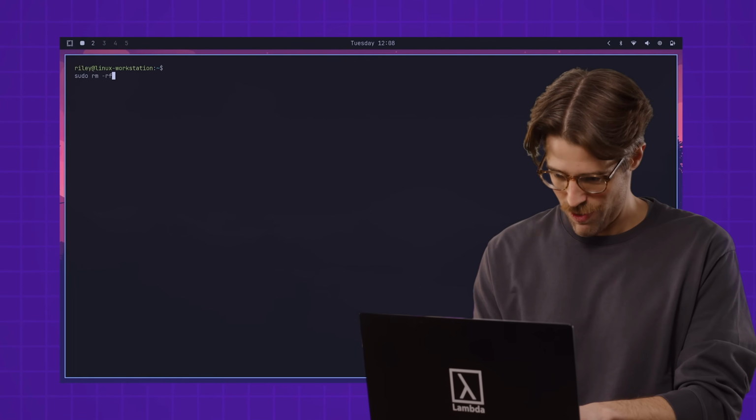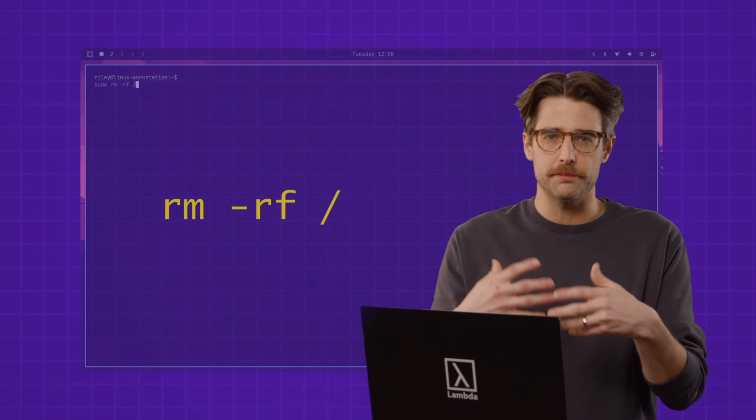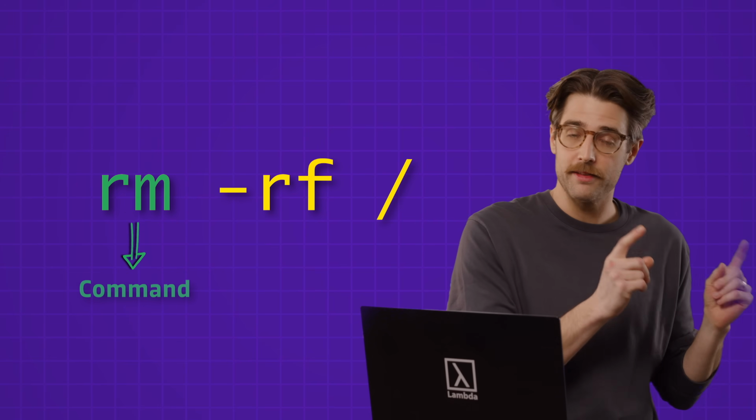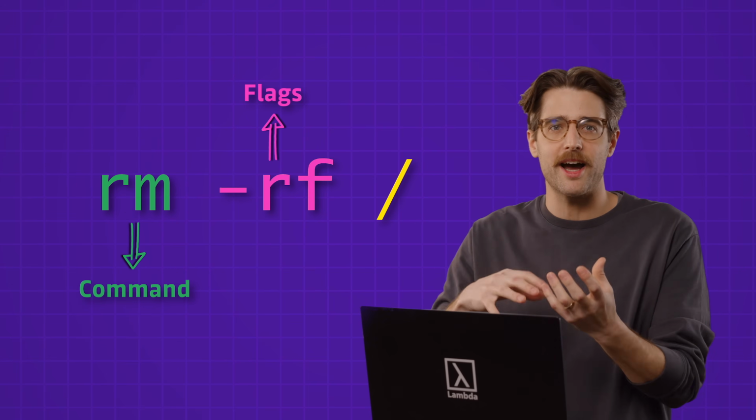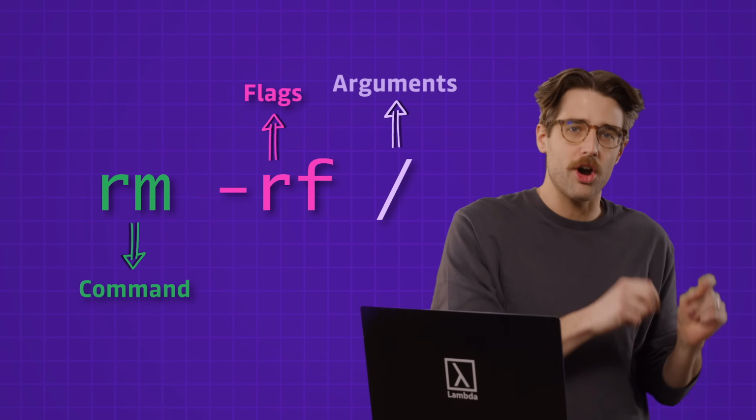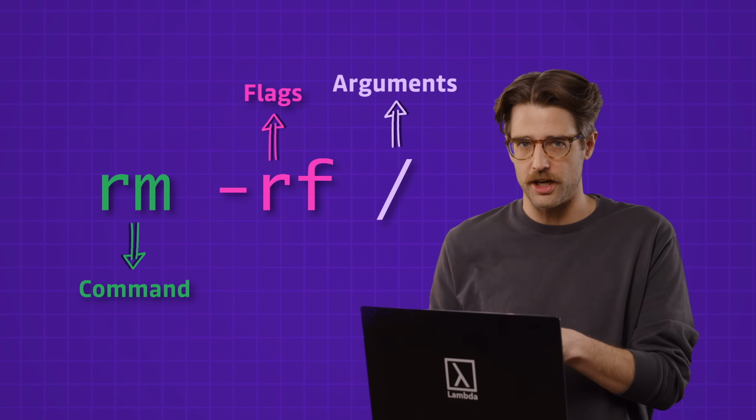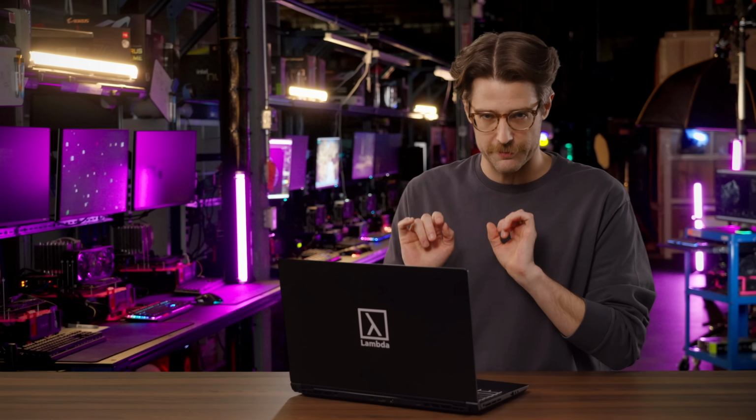So what does rm -rf / actually do? Let's break it down like we're defusing a bomb, which honestly we kind of are. Unix commands follow a simple structure. First, the command name, then flags that modify how it behaves, followed by arguments that tell it what to act on. So let's defuse this bomb piece by piece.